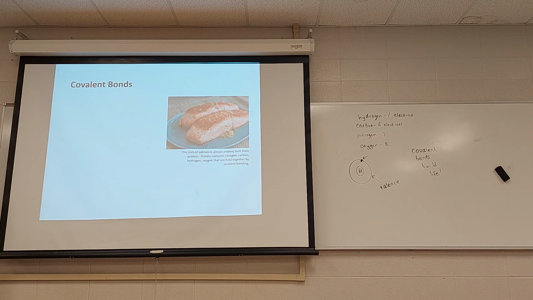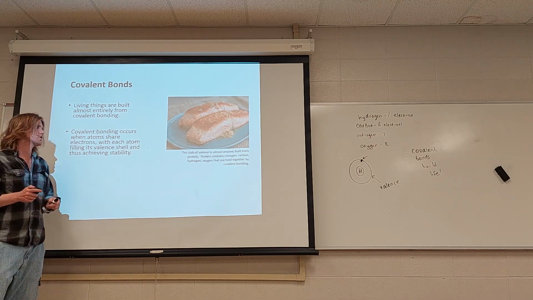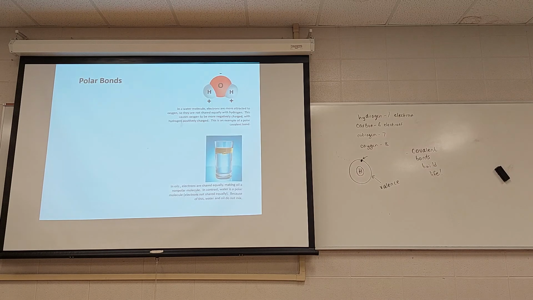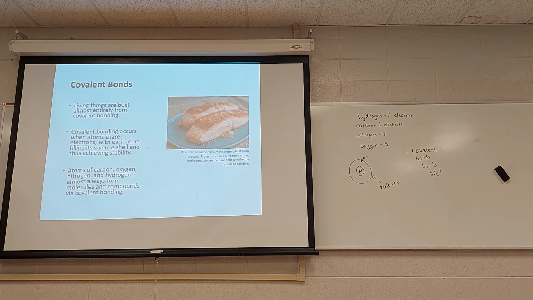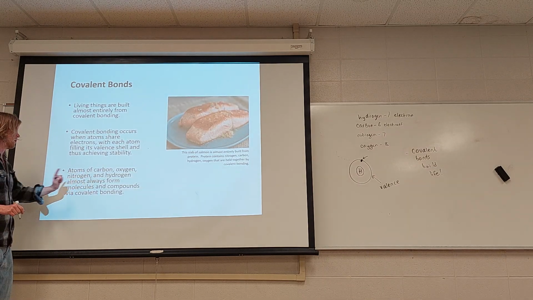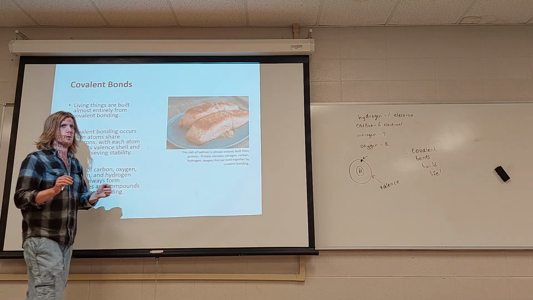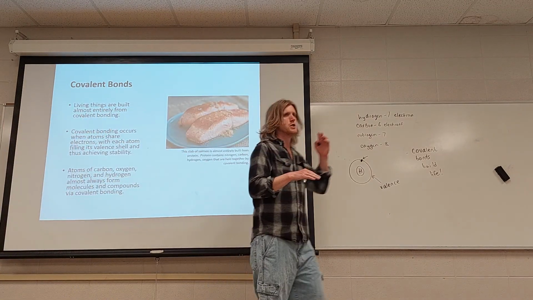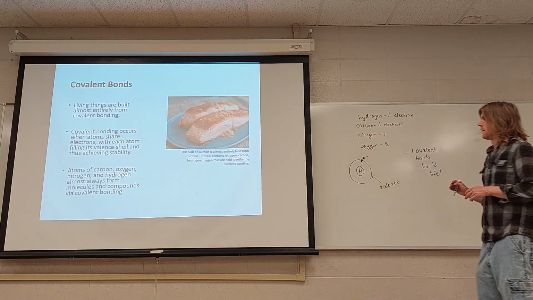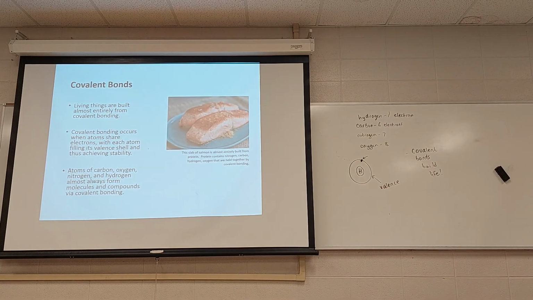Let's talk about covalent bonds then. So living things build almost entirely from these. This is when atoms share electrons, and each atom ultimately gets that stable number in its valence shell due to the sharing. Atoms of carbon, oxygen, nitrogen, and hydrogen, the big four, this is pretty much all they do. They don't donate and receive electrons, they share.